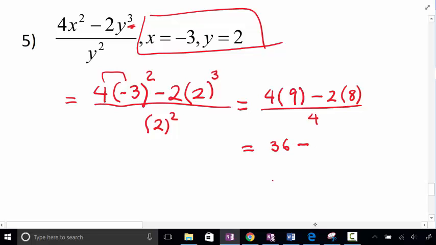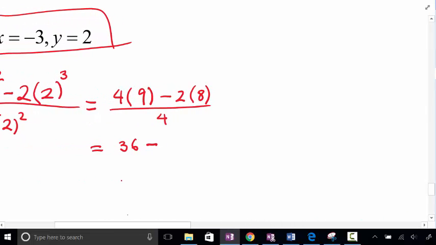36 minus 16 divided by 4. That gives you 20 divided by 4, which is 5. All right.